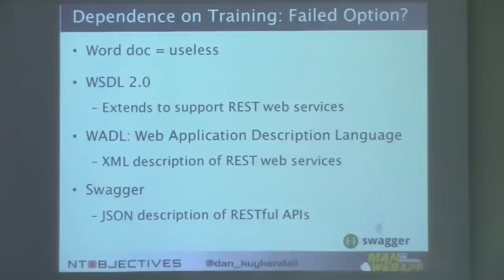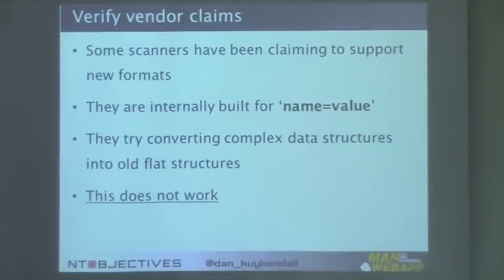And automated testing tools need to be able to take in WSDL, WADL, and Swagger documents to then auto-generate those requests against the backends. So anyway, I think this is the area where training is still required, but we want to move away from that. We need more and more automation.